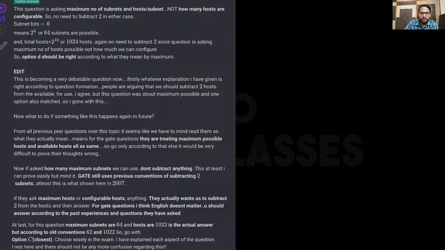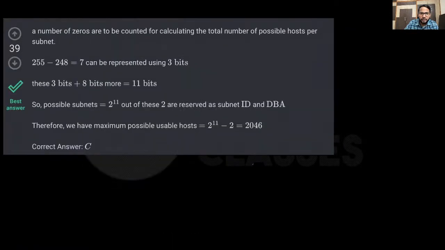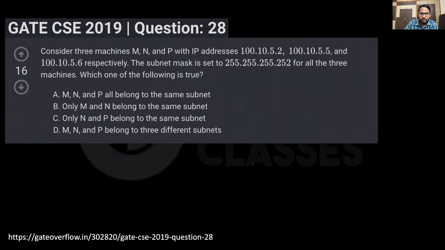Now these are the easy questions. Okay. Let's just do this question. This question has been asked in GATE 2019, very recent question. Let's just see what they're asking. Consider three machines M, N, and P with these IP addresses respectively. The subnet mask is set to this. For all of these three machines, which of the following is true? That they all belong to the same subnet, they belong to different subnets, and so on, right? So they are asking this. So let's just see this question.